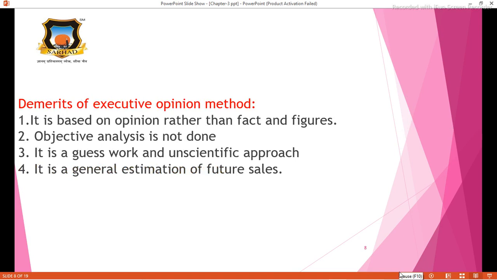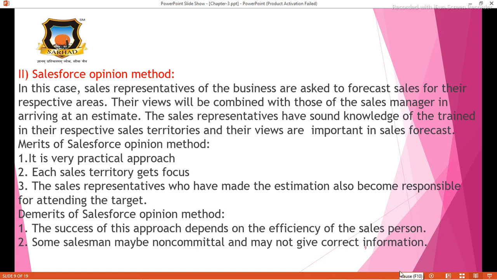The first, it is based on opinion rather than facts and findings. Then another is that objective analysis is not done. It is a guesswork and unscientific approach. It is a general estimation of future sales. These are the demerits. Let us see the second method, the sales force opinion method.